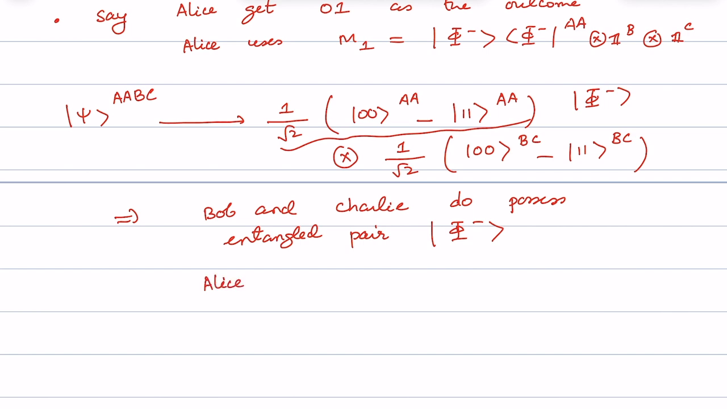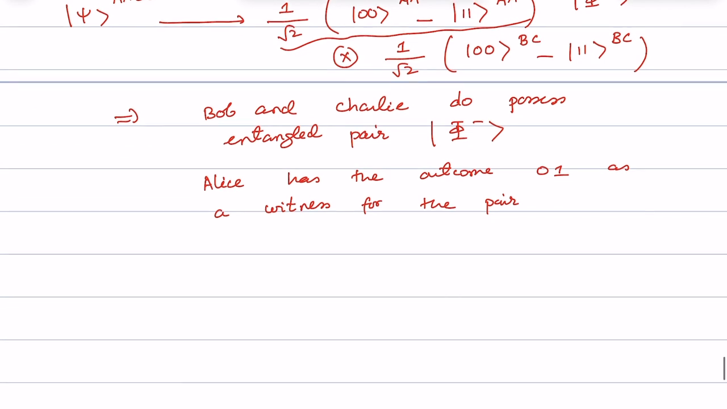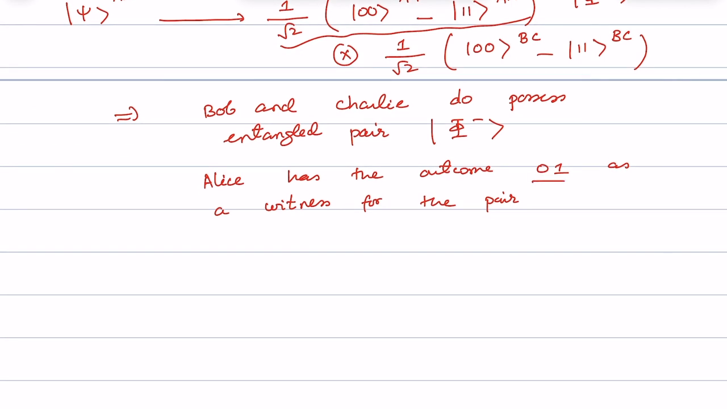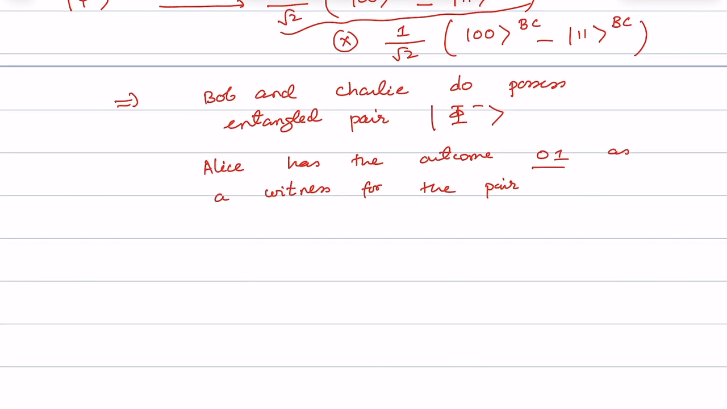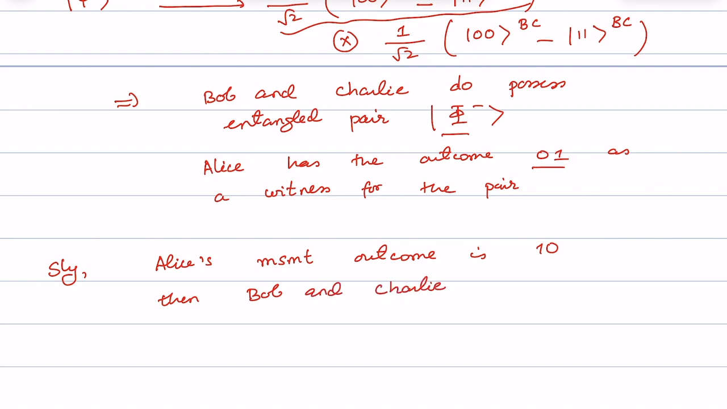Alice has the outcome 0, 1 as a witness for the pair. The fact that Bob and Charlie are now possessing an entangled pair, Alice can know that by making a measurement. If the outcome is 0, 1, then she will know that Bob and Charlie possess the entangled pair phi minus. Similarly, you can easily guess that if Alice's measurement outcome is 1, 0, then Bob and Charlie share the entangled state psi plus.